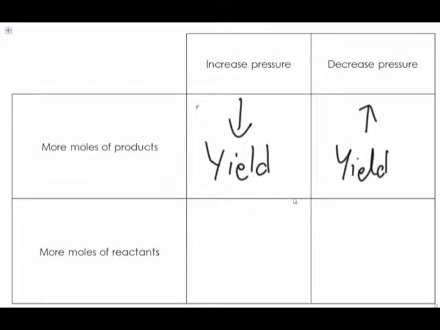Okay. Now if we look, we've got more moles of reactants than products, and we increase the pressure, then we should see an increase in yield. So we get a high yield at a high pressure. And conversely, if we decrease the pressure, then we get a low yield.